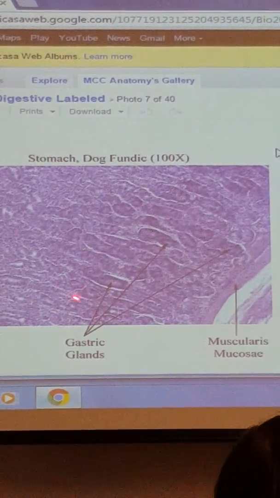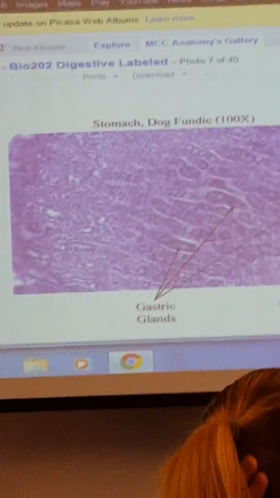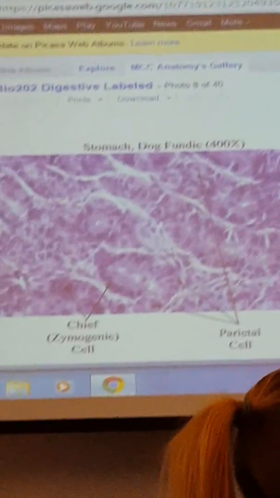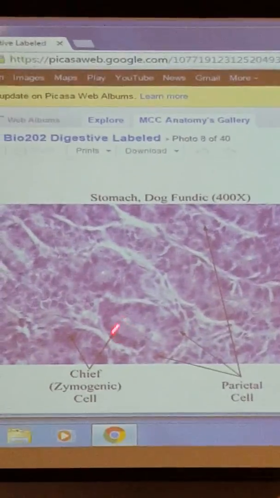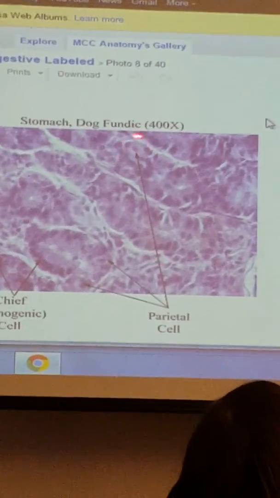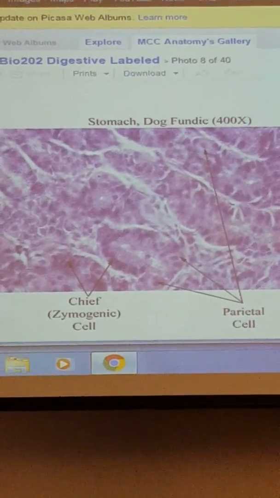All right, at the bottom. Well, we can't see it well enough. That's again a weird slide. We'll mask it out. The chief cells are going to be the really dark ones. The parietal cells are going to be the pink puffy ones. Our slides are better, right? Because you can definitely tell the difference better in our slides.